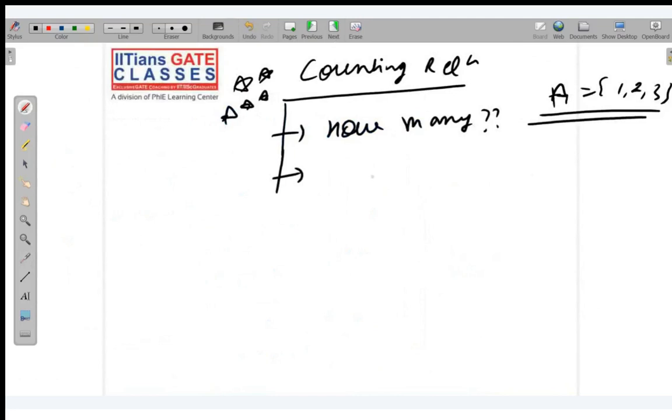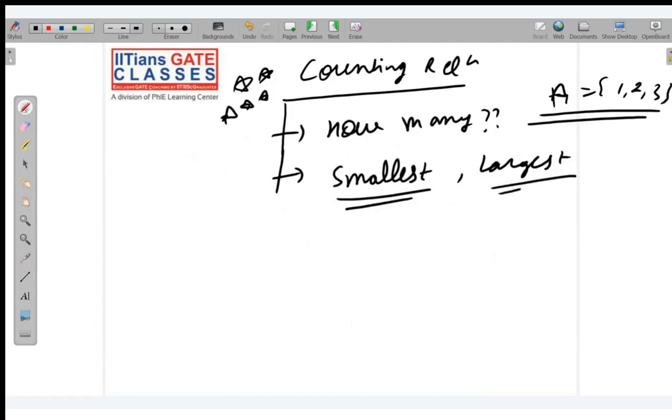The second type of question is smallest and largest. The set is given to you. What is the smallest reflexive relation possible? What is the largest reflexive relation possible? And so on. They can ask this type of question, and in fact they can also ask the size of the smallest and largest.